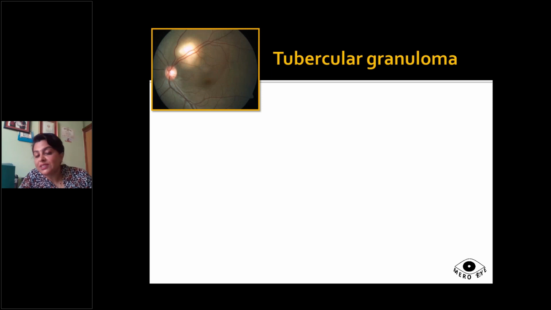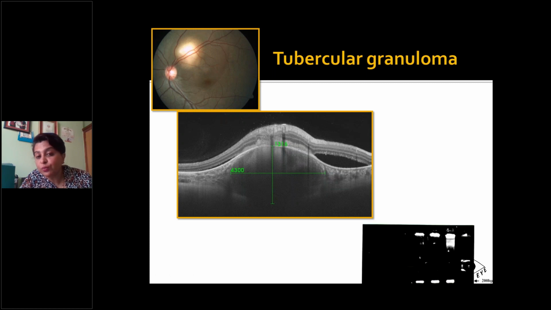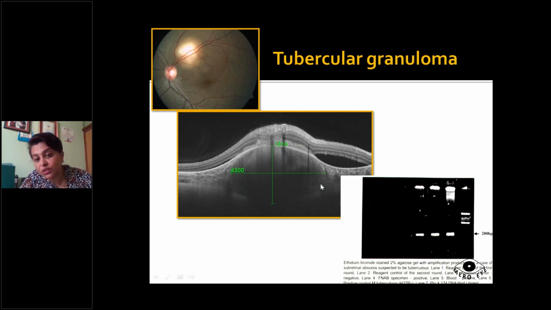Just one more example of the utility of OCT. This was a patient who had a single nodular lesion at the level of the choroid. We could identify its height and width with the help of OCT. In this tubercular granuloma, we could prove with the help of PCR that this was a patient with tuberculosis. And with the treatment, this granuloma had resolved and the size had also decreased.